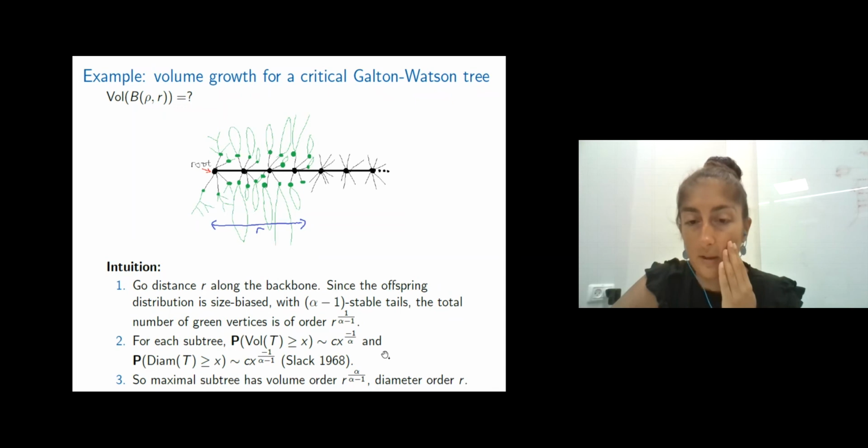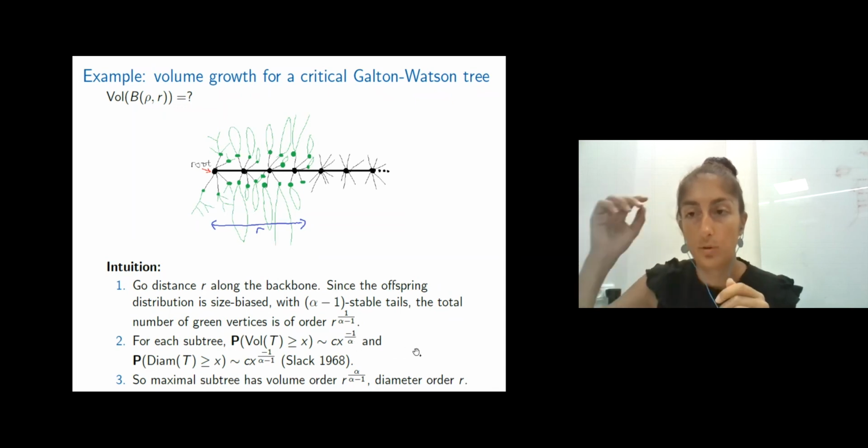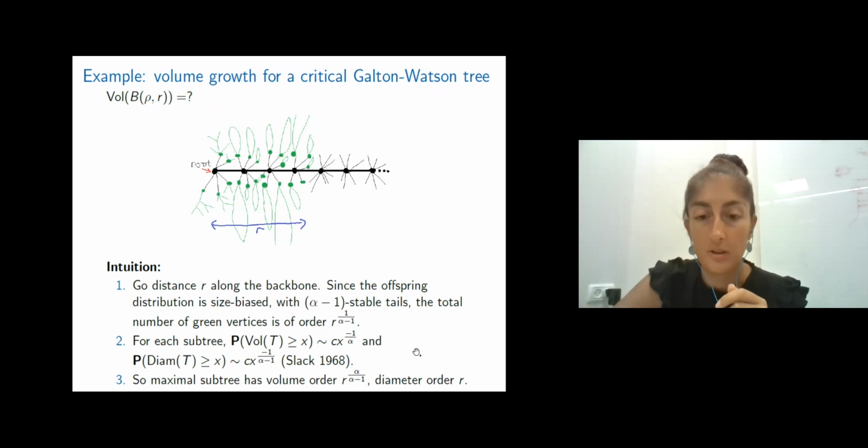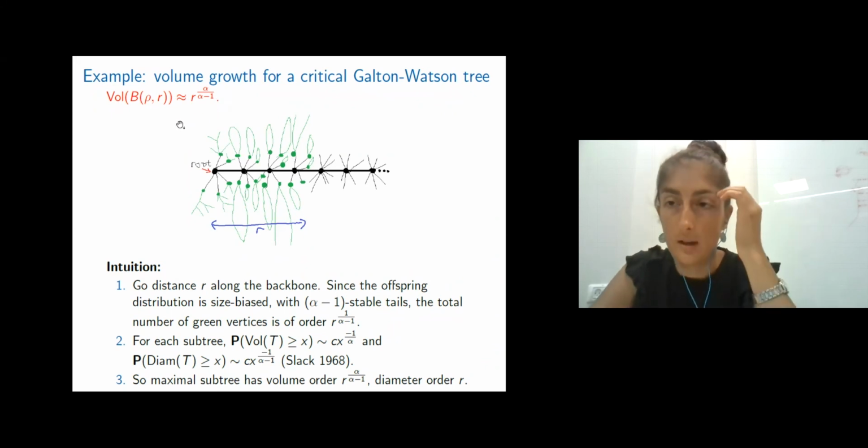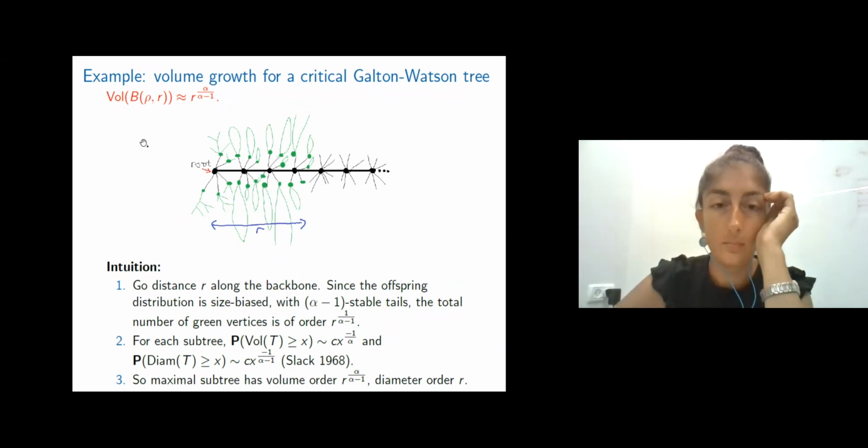And because I also said that when these exponents are less than 1, the sum is of the same order as the maximum, what this really tells you is that the volume of the whole ball of radius r is really of this order. So this is one way to deduce that the volume of the ball of radius r in the undecorated tree is r to the alpha over alpha minus 1.